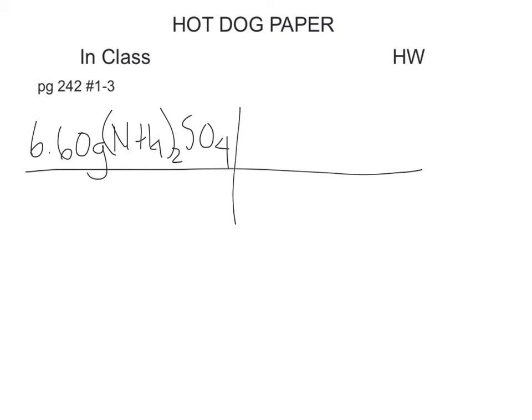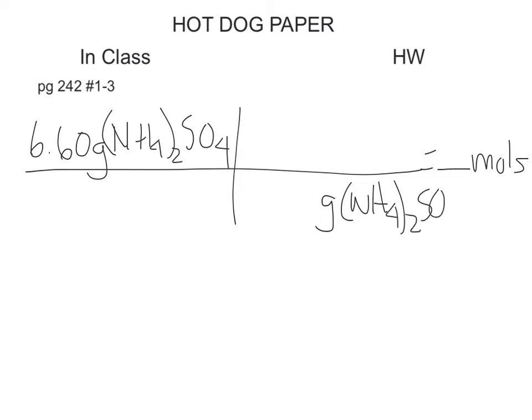Number 1 says, how many moles of compound are there in the following? And the given is 6.60 grams of (NH4)2SO4. And they would like us to convert it to moles. Alright, so we're going from grams to moles. So that means that if grams is on the top, I have to put grams at the bottom. That would be grams of ammonium sulfate. That's how many grams are in 1 mole of ammonium sulfate. So I need the molar mass of ammonium sulfate.